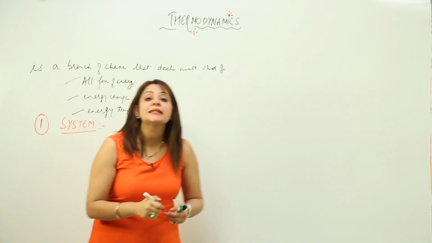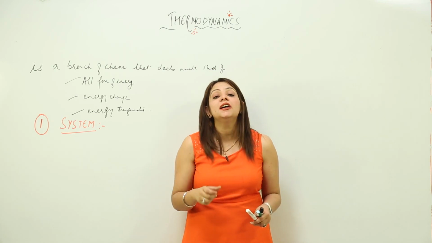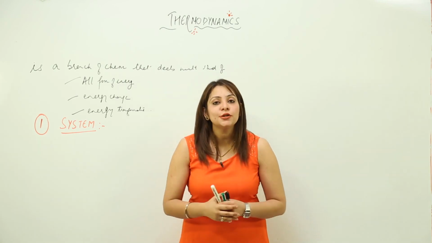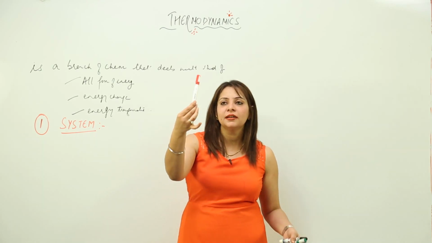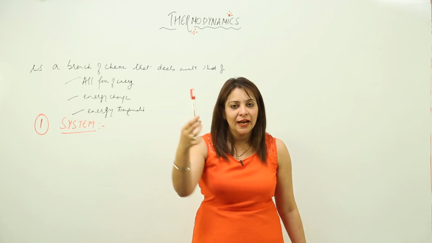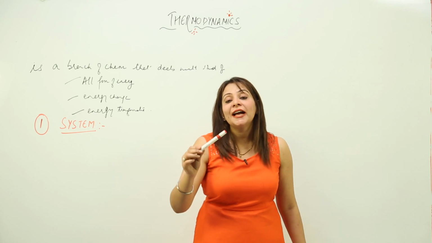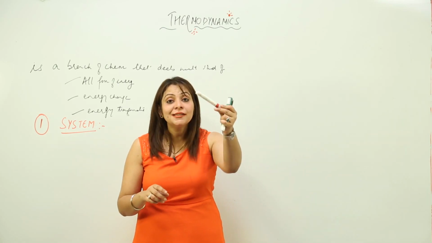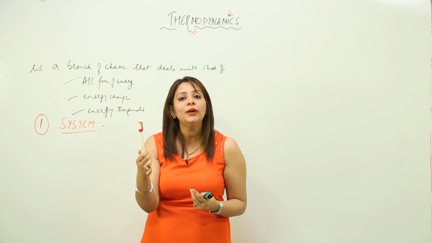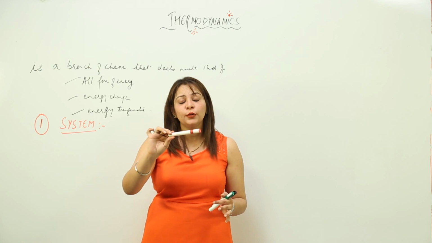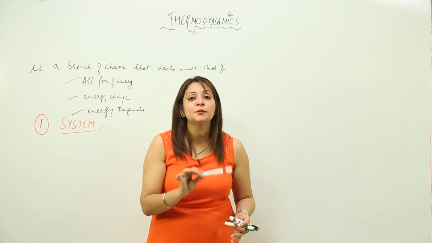What is called a system? System is a part of universe which is under investigation. Suppose I want to know the properties related to this marker. I have this marker and I want to know the properties related to it. So this constitutes my system, because this is under investigation. I am going to look at what happens when I heat it, what happens when I cool it. So this marker is my system.